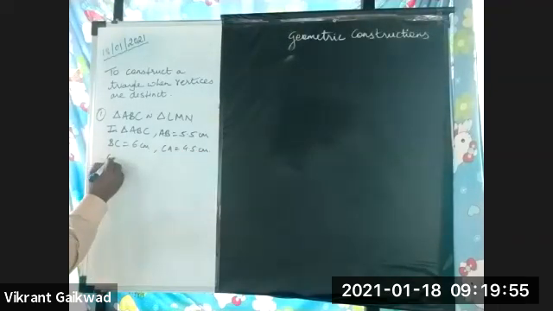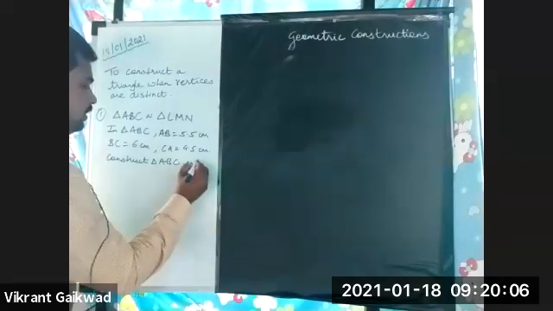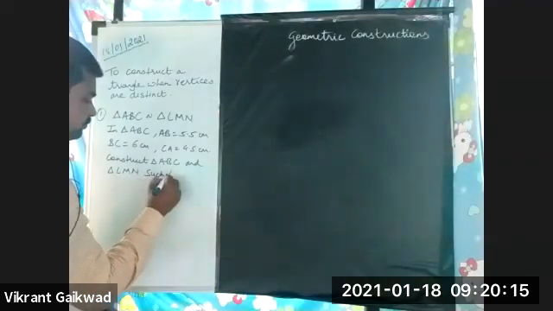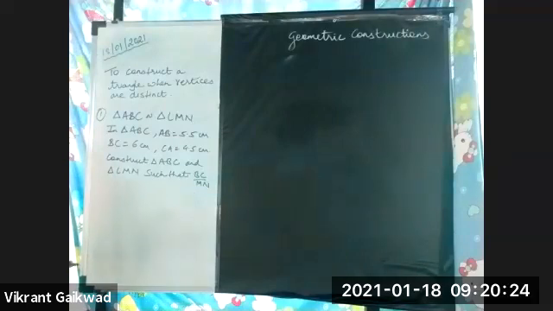Construct triangle ABC and triangle LMN such that BC upon MN equals 5 upon 4. I'll just write it down.